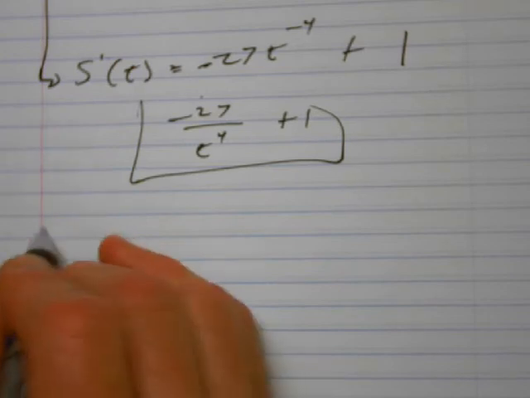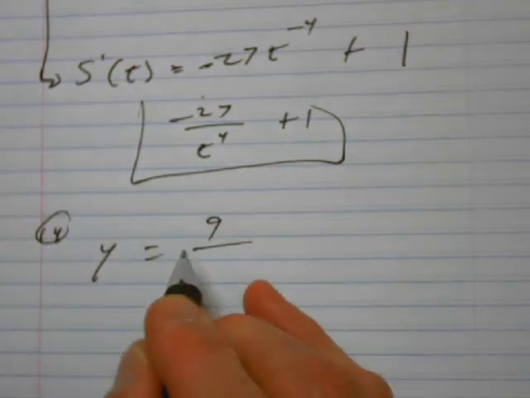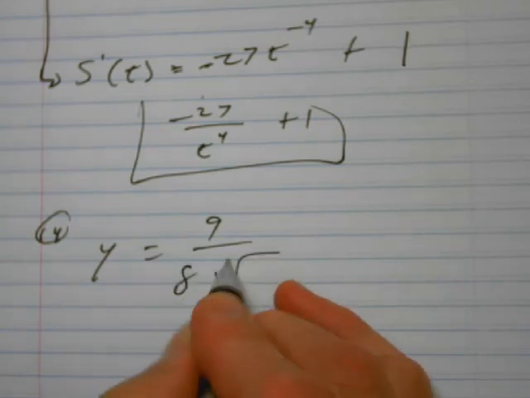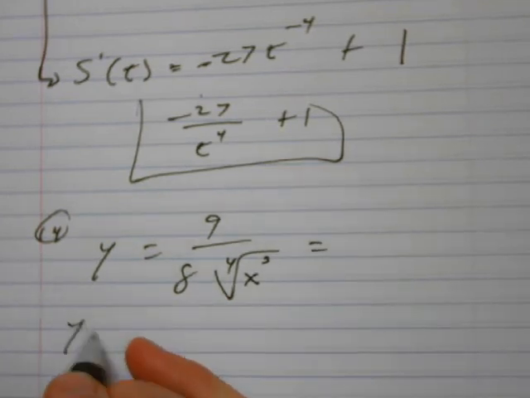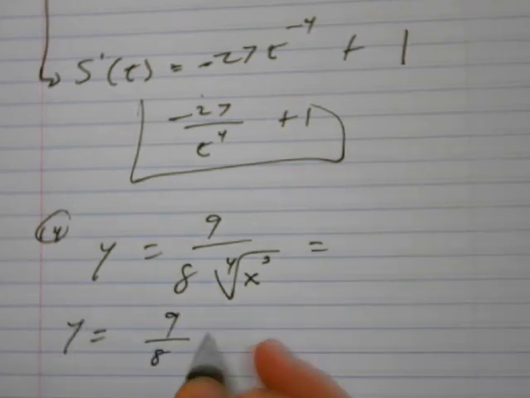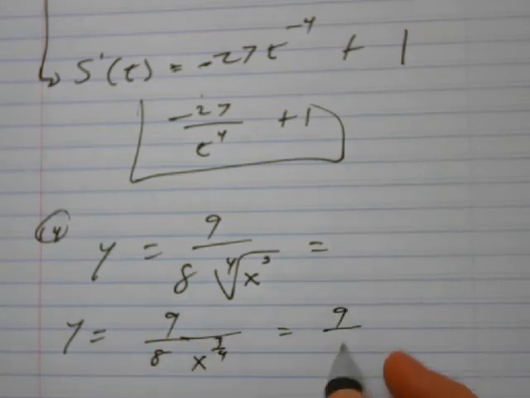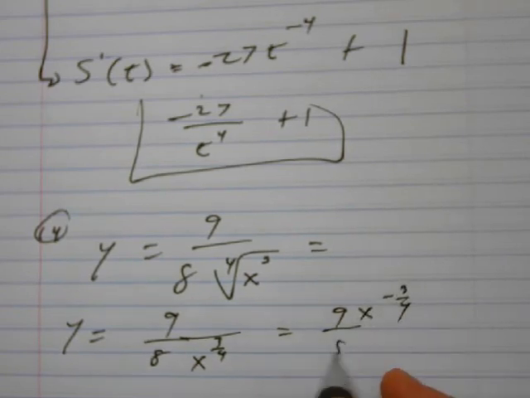And number 14, I notice I've got y is equal to 9 over 8 times the fourth root of x to the 3, and this involves rewrites. This would be y is equal to 9 over 8, and this would be x to the 3/4. Moving that to the top gives me 9x to the negative 3/4 divided by 8.